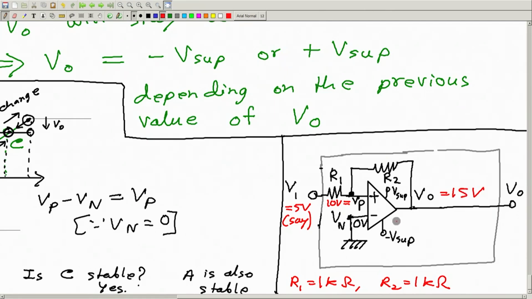Because the op amp behaves like a comparator. What it does is compare Vp and Vn, and if Vp is higher, it increases the output. If Vp is lower, it decreases the output. That's what it does.